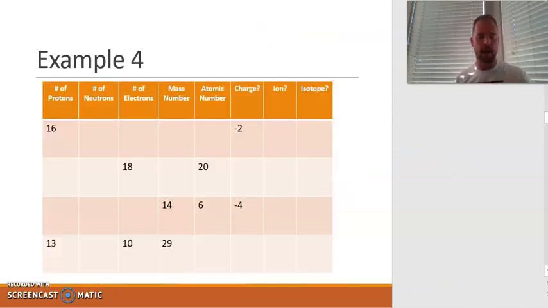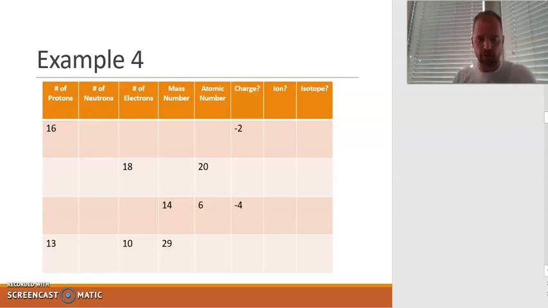Alright, let's do some more practice. In your notes, you should have a table that looks like this, for example, 4. You may be given something like this on the exam where you have some bits of information and you have to fill in the rest based on what's given. Each row is a separate atom or ion that we need to solve for. Let's do one, maybe 2 rows, and then I'll let you do 2 on your own.